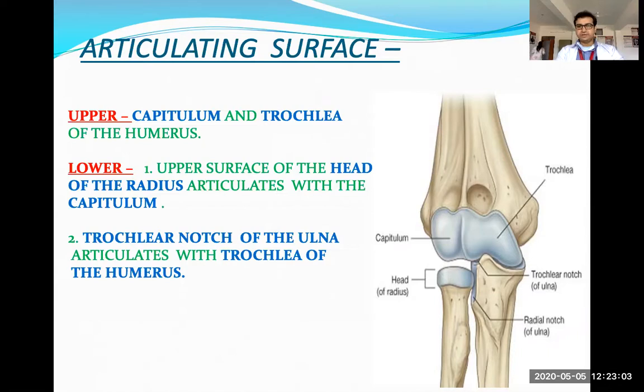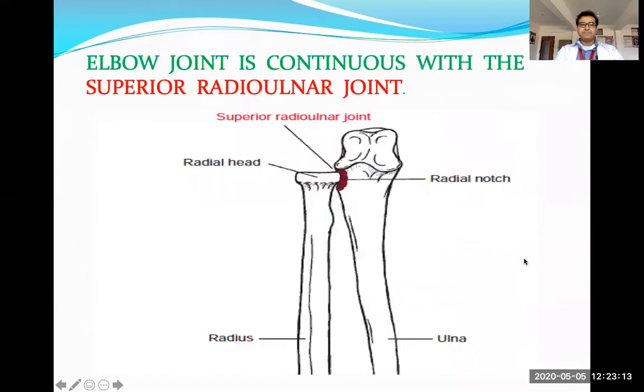You can see over here, here is a capitulum which is articulate with the head of the radius, and trochlea is articulate with the trochlear notch of ulna. Now, the elbow joint is continuous with the superior radioulnar joint between head of the radius and radial notch of ulna.